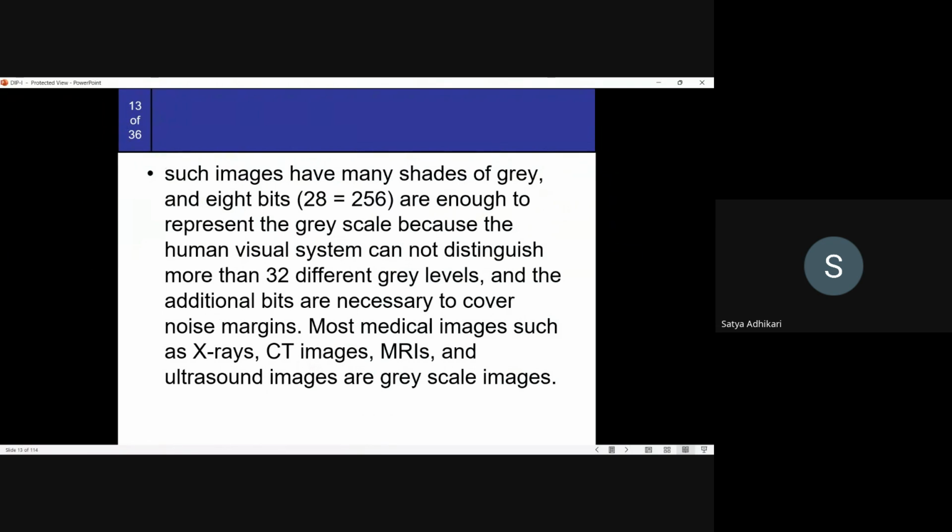Such images have many shades of gray and 8 bits. That is 2 to the power 8.